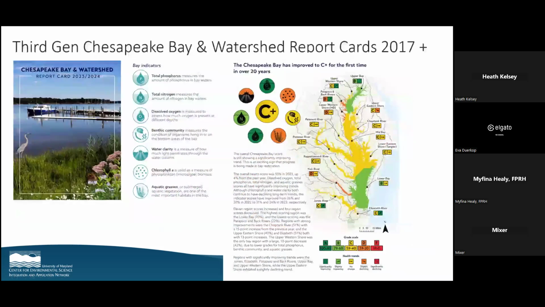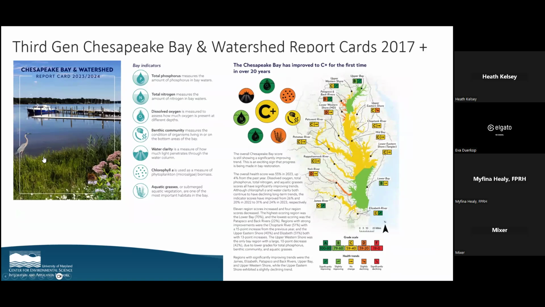Next slide. Thanks. So this is the report card now. I call it the third generation of report cards because we've expanded beyond not just the tidal portion of the bay. We've expanded into the watershed of the Chesapeake Bay, but we're also looking at social, cultural, economic factors as well. So pay attention to the northern part of the bay. That upper bay score is a B-, and it's improving. And that's important because that's where the Susquehanna River empties into the bay, which is a major source of fresh water for the Chesapeake Bay.